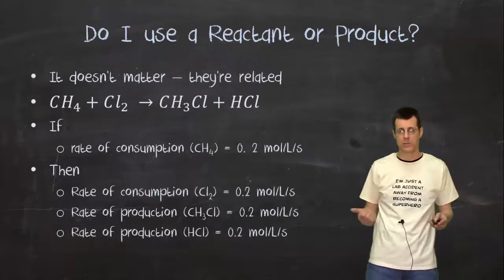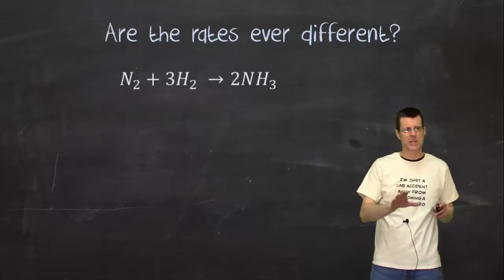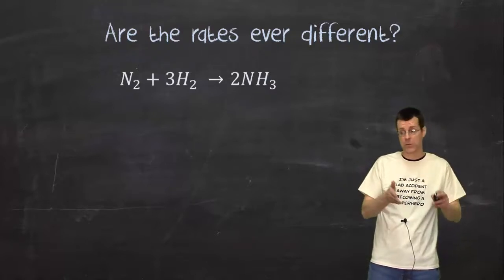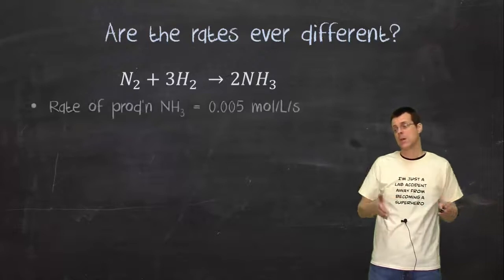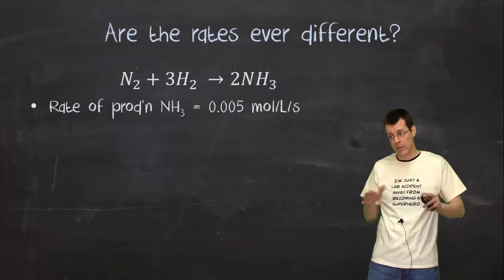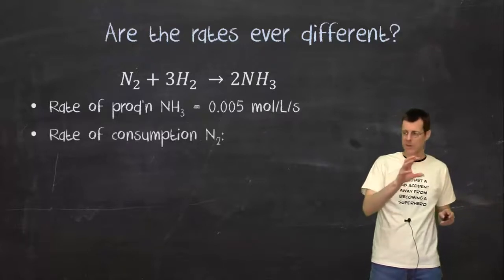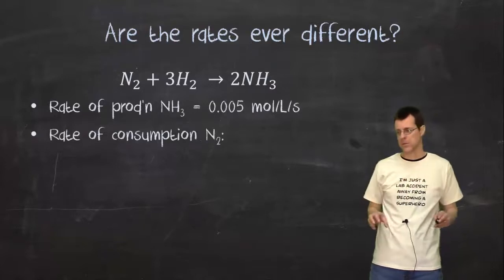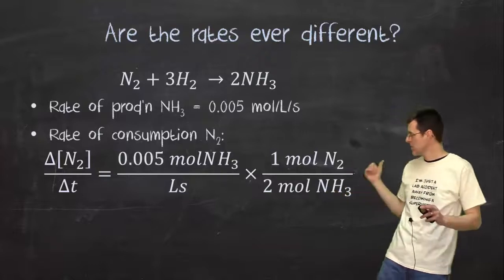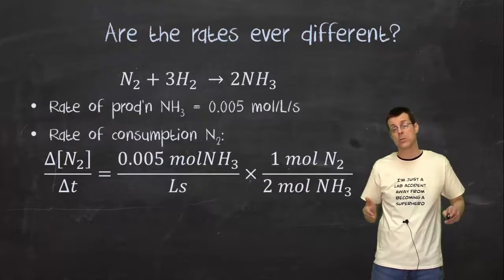Well, what if the numbers were different? Glad you asked. So they would still be related. That's the key part. So in this reaction, 1 mole reacts with 3 moles to produce 2 moles. So if I were to measure the rate of production of ammonia, NH3, to be 0.005 moles per liter per second, then if I wanted to look at the consumption of nitrogen, I could use this formula. And I want you to pay attention to the last piece there, the 1 mole of nitrogen for every 2 moles of ammonia.